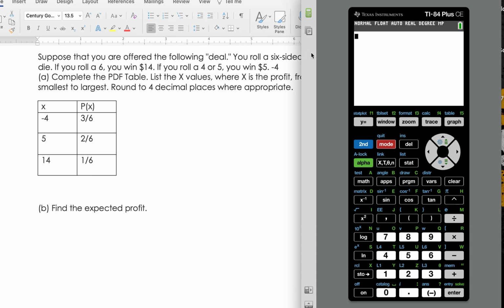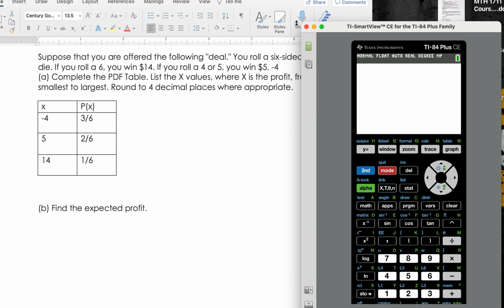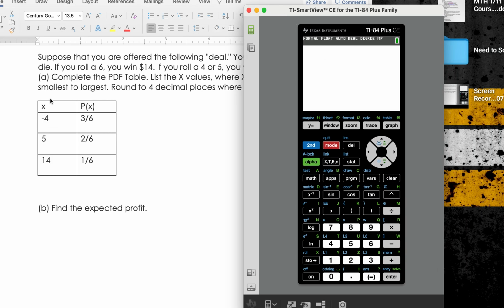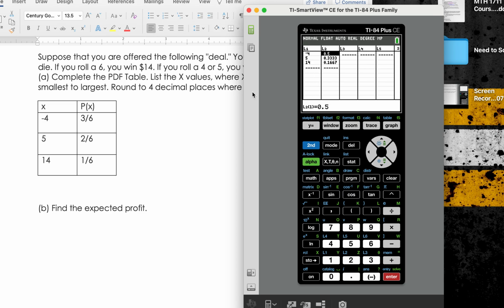You could let the calculator do the work for you if you put this information in your list 1 and P of X in your list 2. So I'm going to go to Stat and Edit, and in my L1, I'm going to put all my X values: -4, 5, 14. Then in my L2, I'm going to put all of my probabilities. So that's a half, 0.3 repeating, and 0.166 repeating. Those are the decimal forms of 3/6, 2/6, and 1/6.